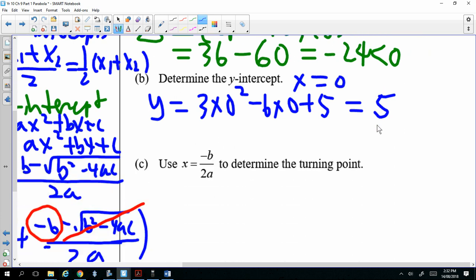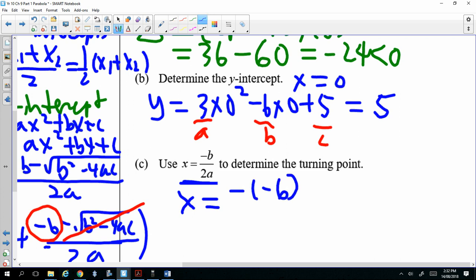Let's find the axis of symmetry. x equals, from this formula, that's your a, that's your b, that's your c. So you write negative negative 6 over 2 times 3. So your axis of symmetry is actually 1. x equals 1. So you can work it out very quickly without finding the x-intercepts.